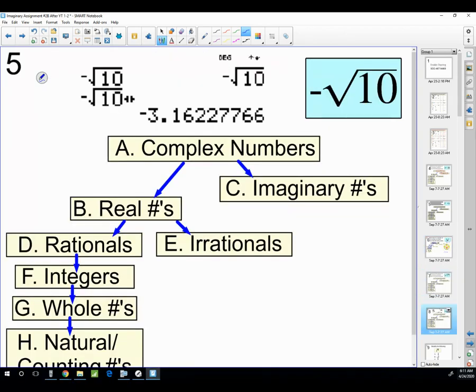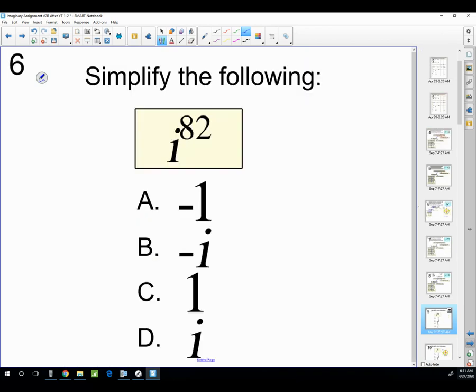Number 5, if you can type it into your calculator and actually get a result, then it's a real number. So we'd go complex real. But then really you should recognize that as an irrational number. Please don't call that rational. You will really, really disappoint me.